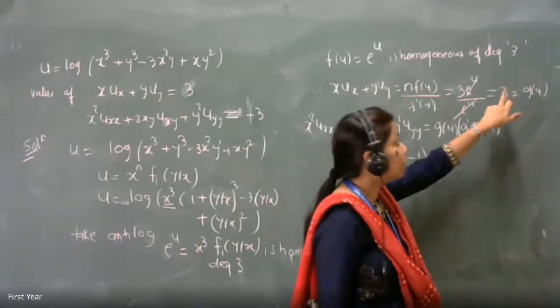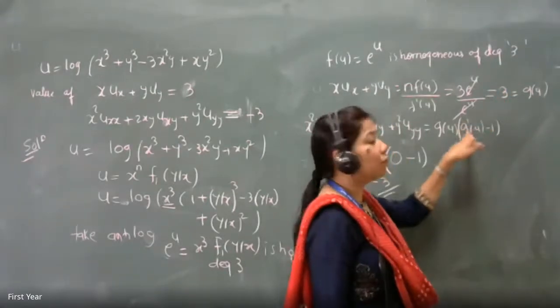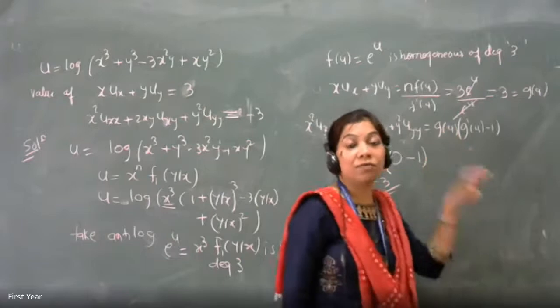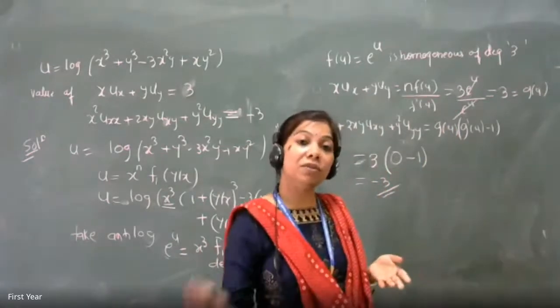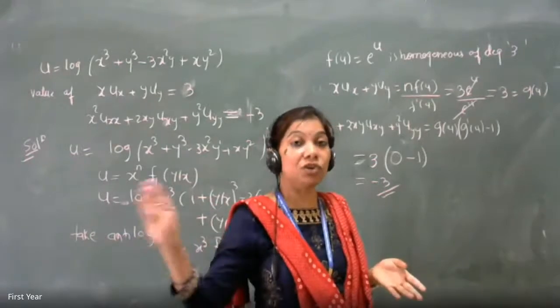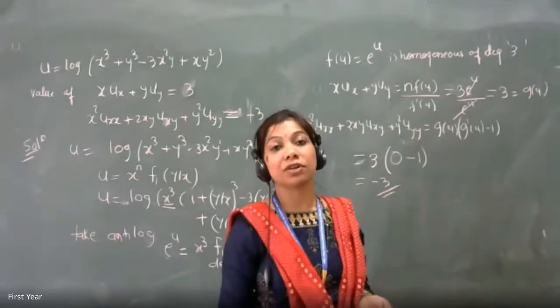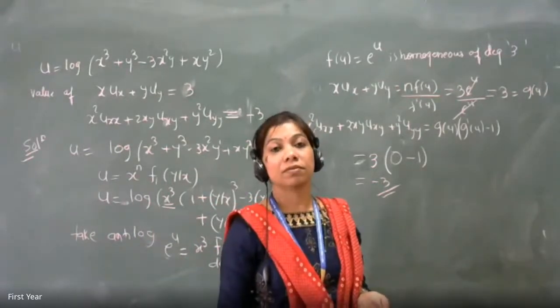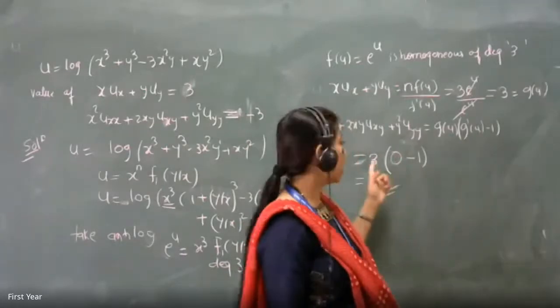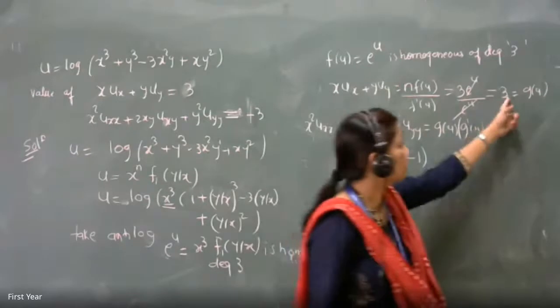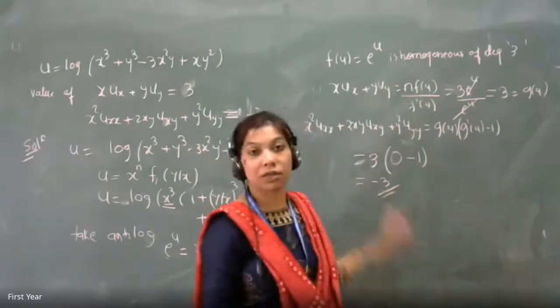Now I want to differentiate this with respect to u. G dash of u means what I told you. It's a derivative with respect to u. But even if it is derivative with respect to x, it was constant in general. Then what's the derivative of a constant? 0. So g dash of u is 0. And that's why this g of u, which is 3 minus 1, will become minus 3.